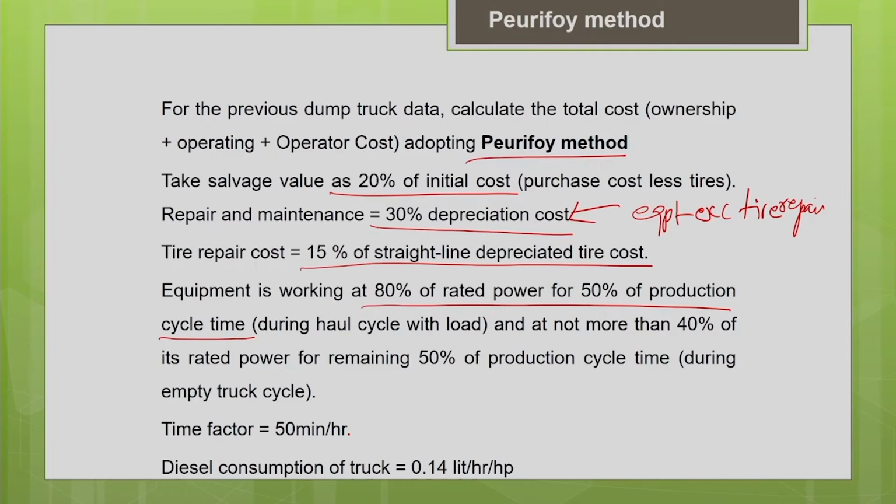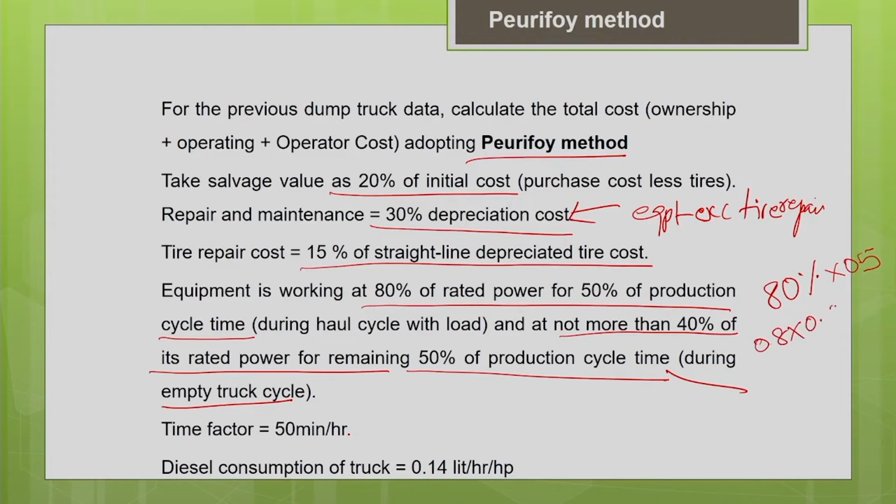But during the empty return cycle, when there is no load in the truck, that cycle time will be 50% of the total production cycle time. So during that cycle, it is functioning at not more than 40% of the rated power. So during the whole cycle with the load, it is working at 80% of the rated power, and that cycle time is almost 50% of the total production cycle. So that means 0.8 into 0.5.